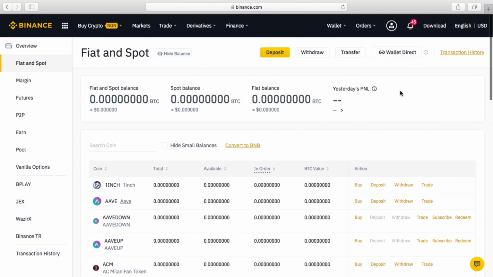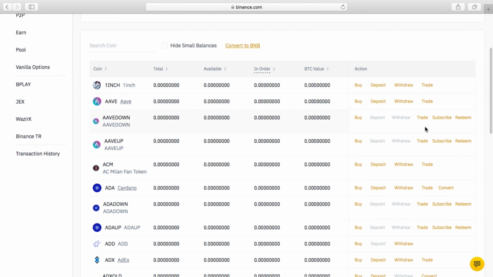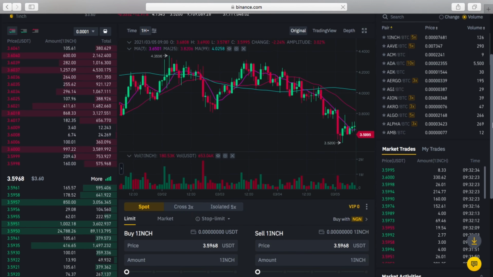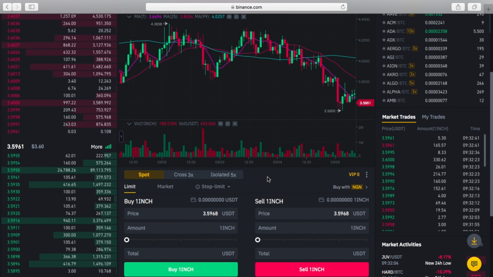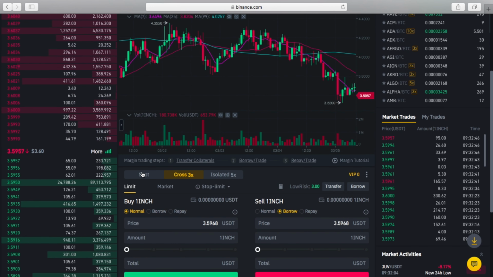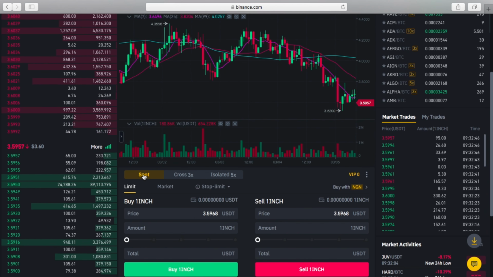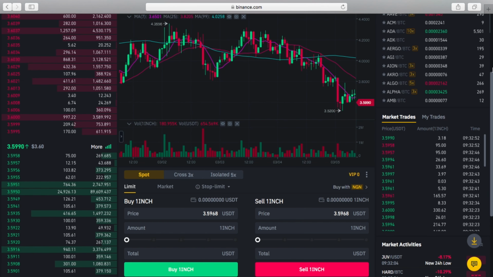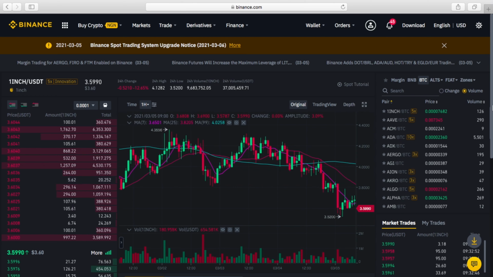There's no dime in this account. I don't have any asset, whatever. Okay, so you click on trade. You see, if you want to trade 1INCH, BTC, USDT, whatever. I want to use USDT. So very important: most of the times it can be in isolated, it can be in cross. So please always make sure it's in spot. If you want to trade spot, always make sure it's in spot. This is very important.